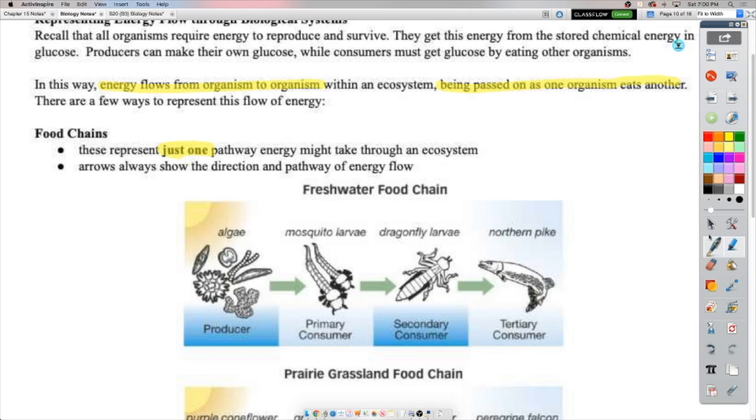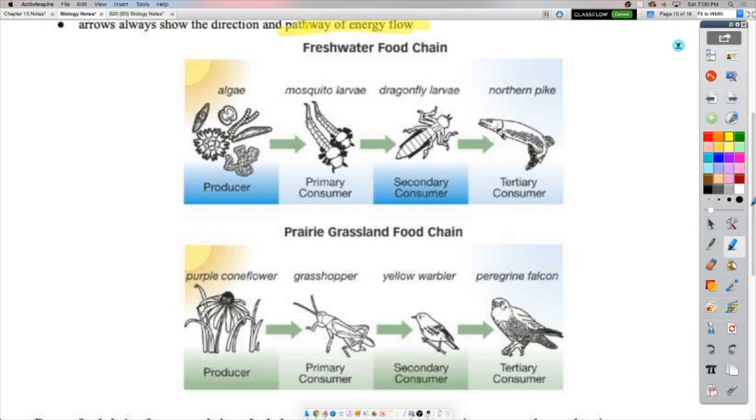Arrows show, this is important to know, arrows show the direction and pathway of energy flow. They show the pathway of energy flow, okay? Students often say, oh, it shows who's eating who. Not really. It's showing where the energy is going. That's what the arrow is. That is energy, okay? It's saying energy goes from the algae to the mosquito larva, okay? So there's just a couple there.